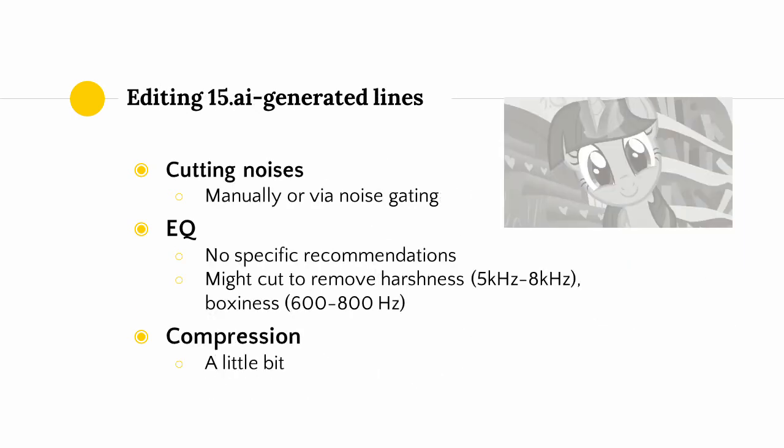As I generate all of my lines, they are saved in a folder dedicated to my project. When I go to edit the lines and incorporate them into the song or skit, I'm either cutting noises through manual editing or using noise gating. I find that the voices generated by 15.ai don't need too much mucking with in terms of EQ, so I don't really have a set of EQ recommendations across the board, but sometimes I use EQ to remove some harshness or boxiness from the lines. I also find that these voices can benefit from a little bit of compression for intelligibility.